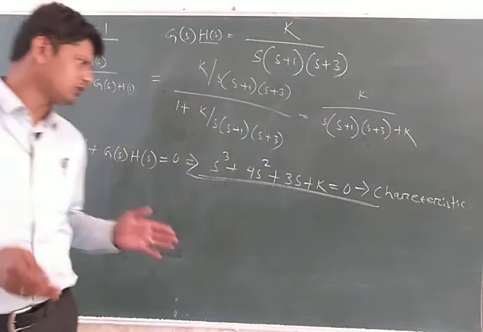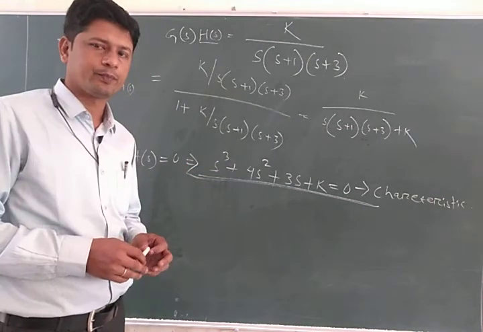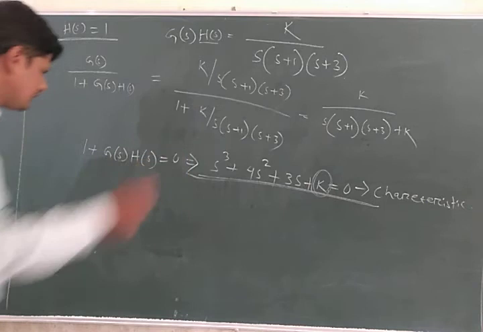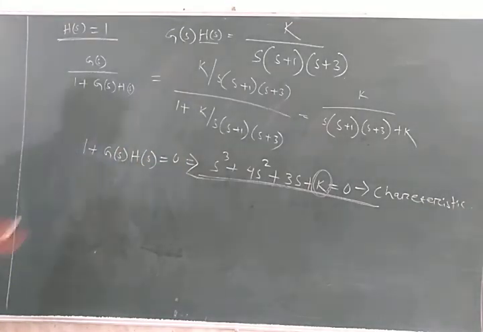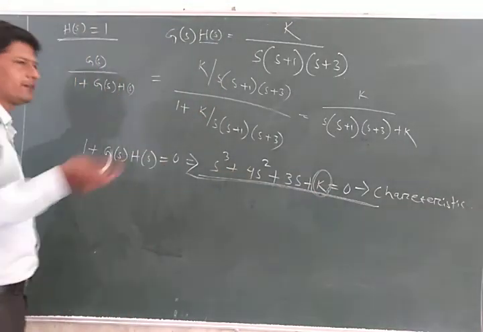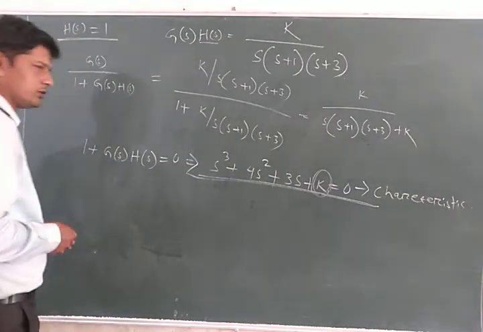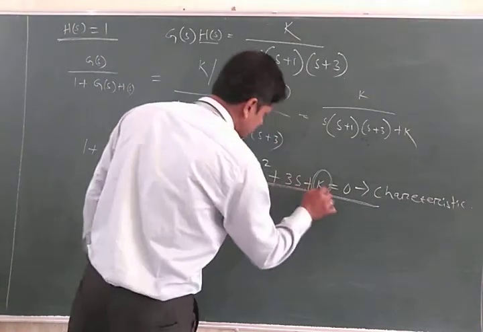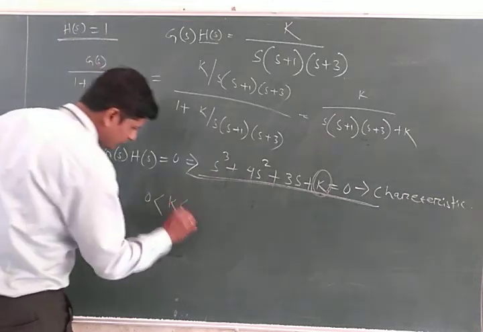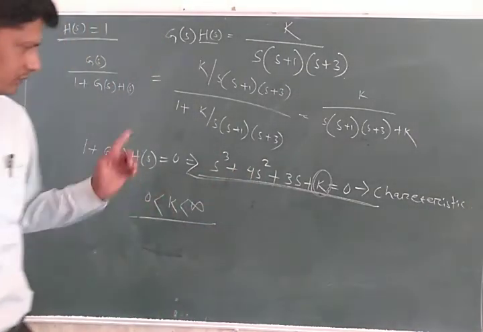We want to draw the roots of this characteristic equation in the s plane by varying K. Since the K term is coming in this characteristic equation and it is variable, we want to know the exact location of the roots to determine stability. For stability purposes, we want to draw the root locus. We can increase the value of K from 0 to infinity.